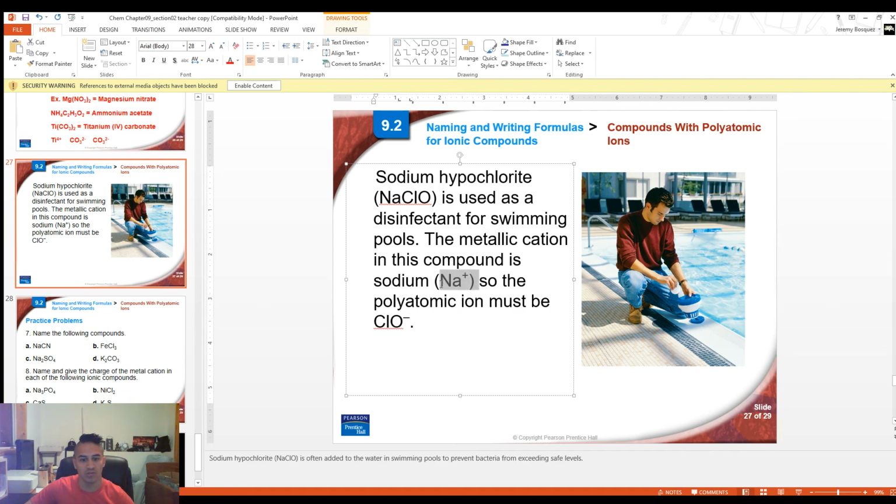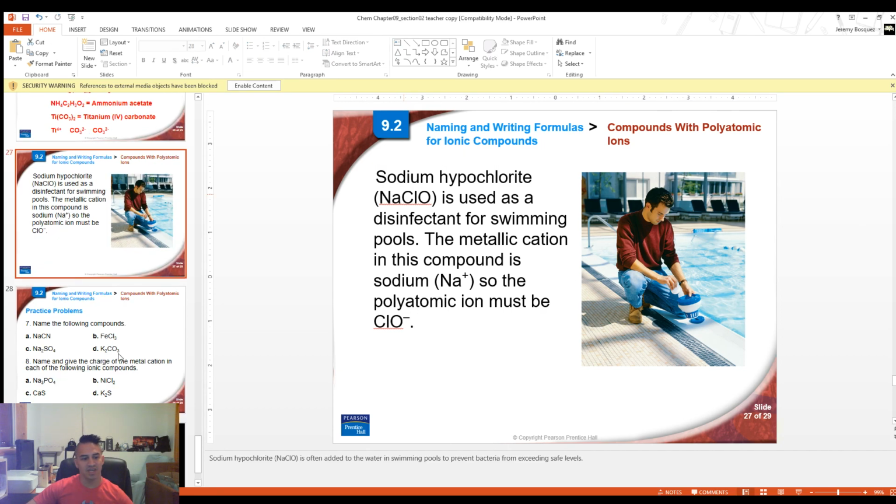Okay, so sodium has a charge of +1. Hypochlorite has a charge of -1, so they would balance each other out in a 1-to-1 ratio. So you need 1 sodium, 1 hypochlorite. You put them together, you get NaClO. Okay. All right. Anyway, that is the end of the notes here.